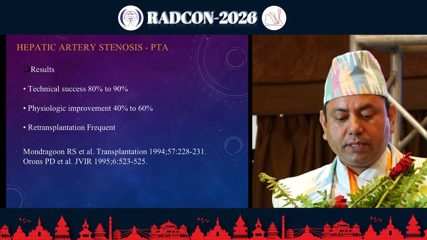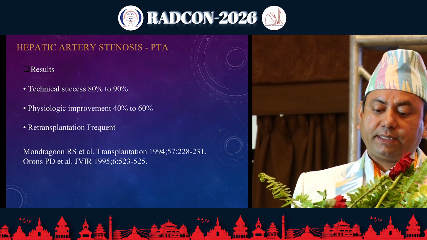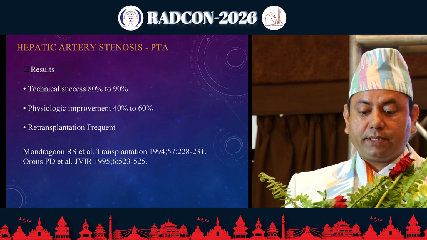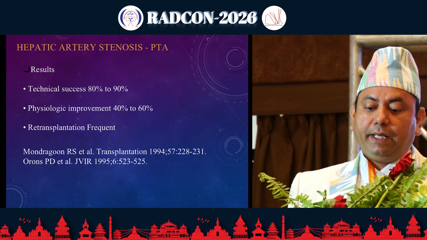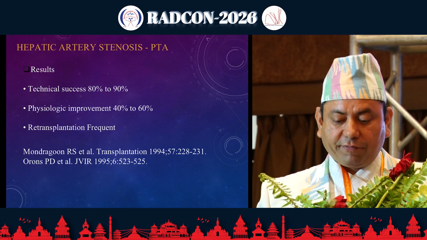Hepatic artery stenosis, percutaneous transluminal angioplasty, as cited by Mondagrone RS et al. in Transplantation: the technical success is up to 80 to 90%, and physiological improvement in 40 to 60%, and retransplantation in these patients is often frequent.